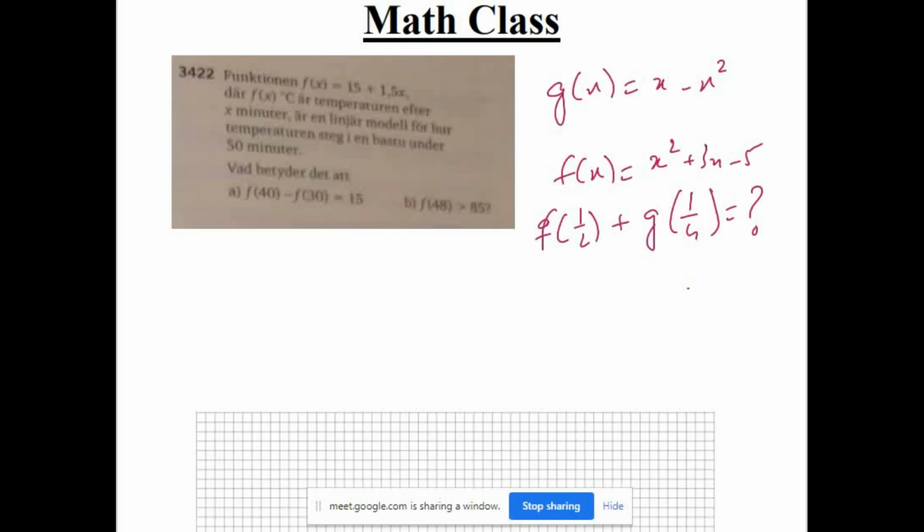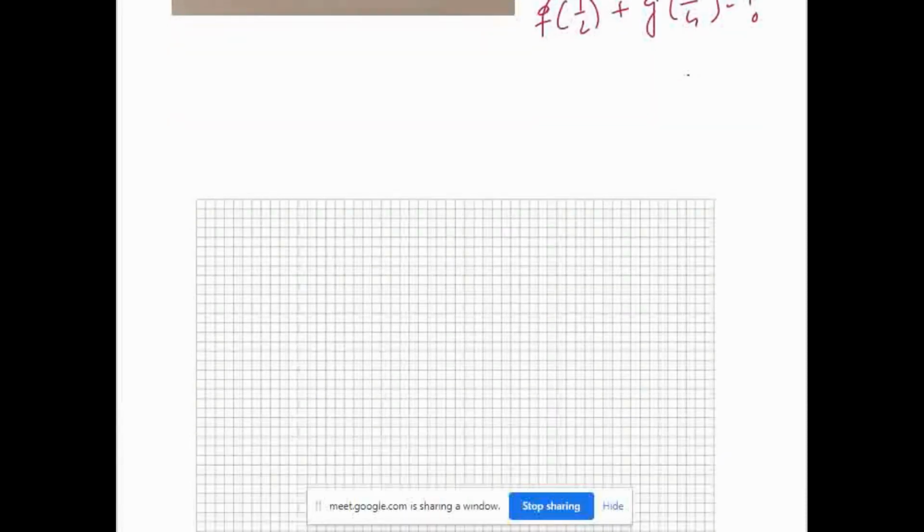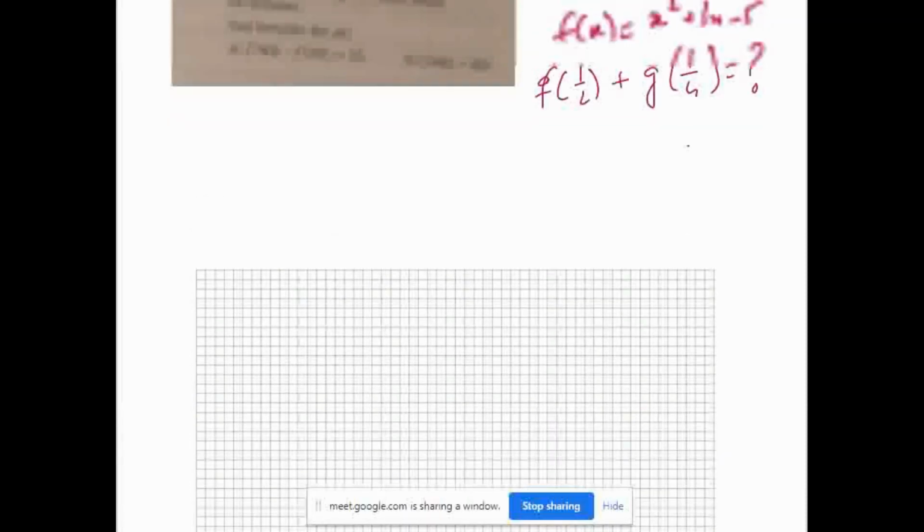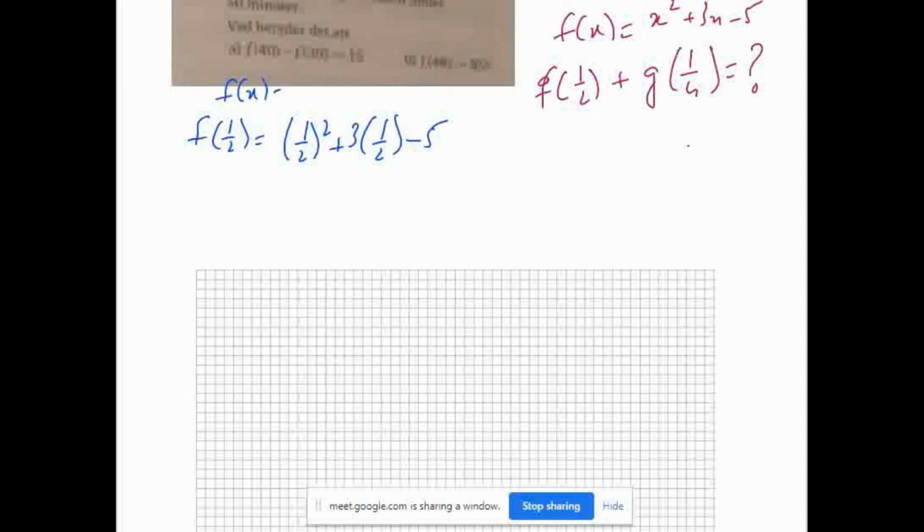Questions like this one. This is the first question, and this is the C part. Here we can see that we have to find f of 1 by 2. For f of 1 by 2, we have to replace x with 1 by 2. So this will be 1 by 2 whole square plus 3 into 1 by 2 minus 5, because the original function was x square plus 3x minus 5.